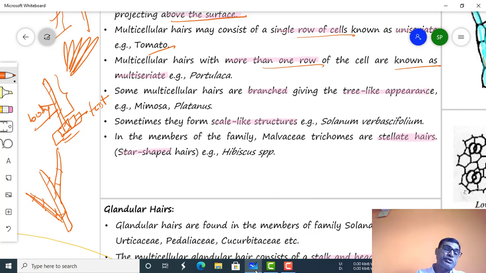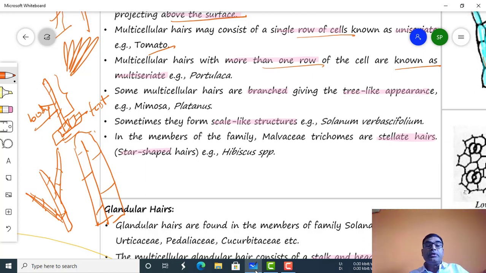Actually this one is a branched one. This figure may be in this way, multiseriate. Such a type of multiseriate hair may also be present. So the multicellular hair with one row is uniseriate, and with more than one row is multiseriate, example Portulaca.